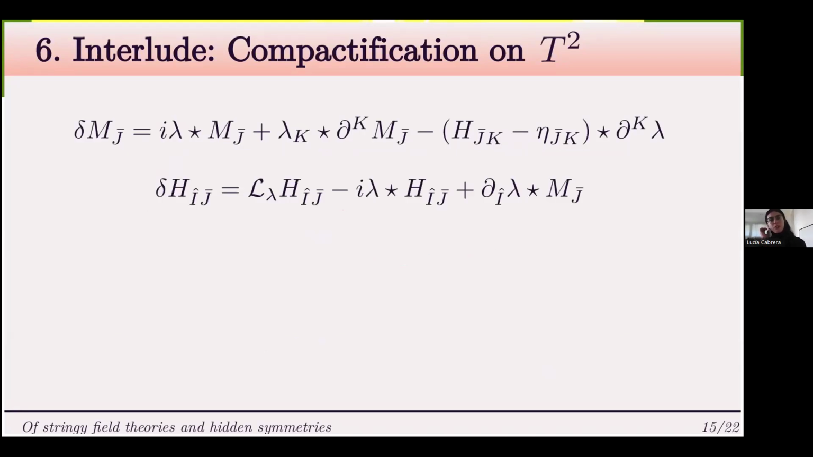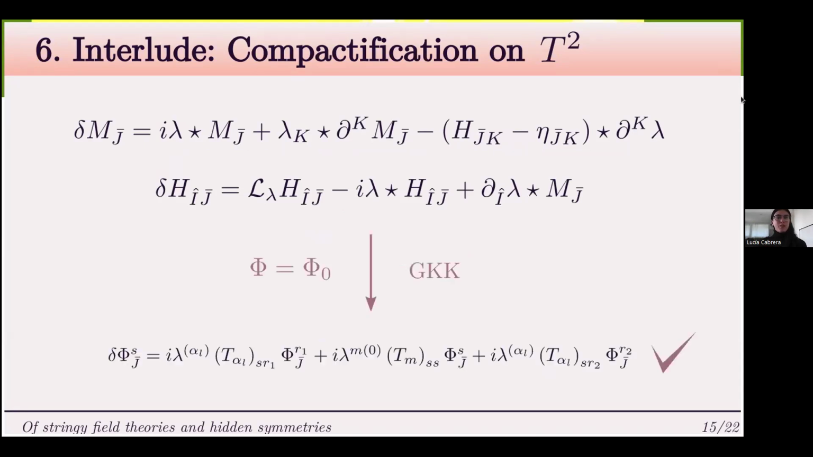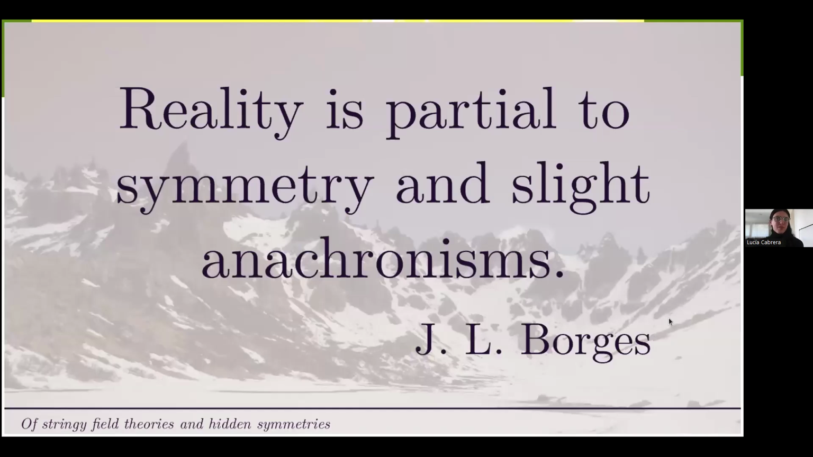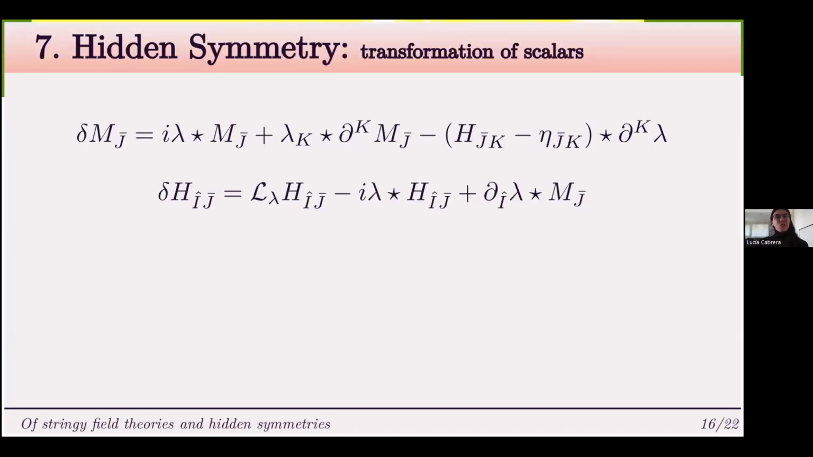So we do that. We propose transformations for the scalar fields. And actually, we do find that when we move to an enhancement point and perform the generalized Kaluza-Klein expansion and consider the physical fields, we do, in fact, reproduce a usual gauge transformation. So now we're going to move on to have a bit of a look at what this hidden symmetry is. And I'm going to lead with this quote from Borges that I like very much. So let us go there to the hidden symmetry part.